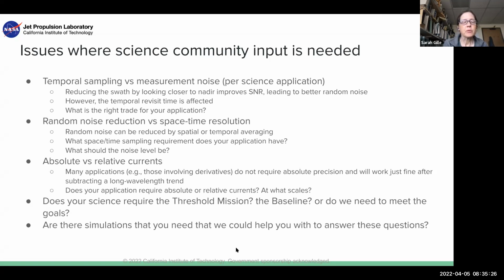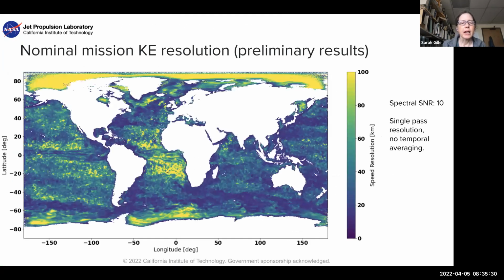You just showed this great map showing the scales that are potentially resolved. How is that defined as a scale? Are you thinking of that as a wavelength or a?